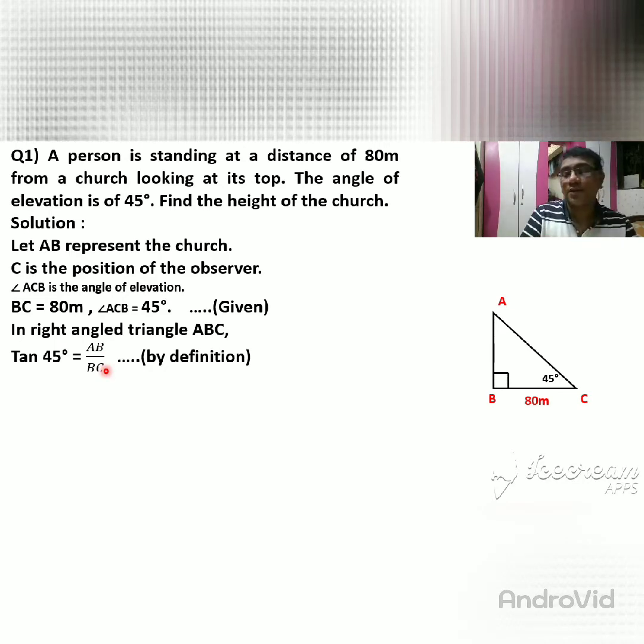Then you are finding the 45 degree value. So what is the tan 45 degree value? The value is 1. So I write there 1. AB remains as it is. BC is 80, so I write here 80.